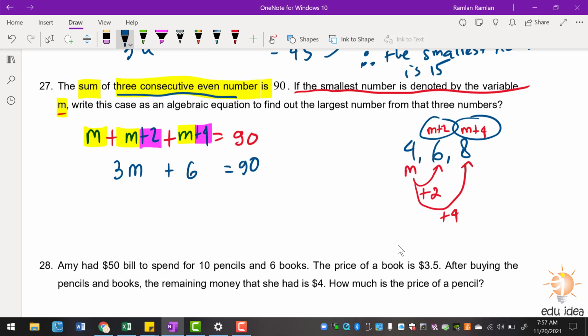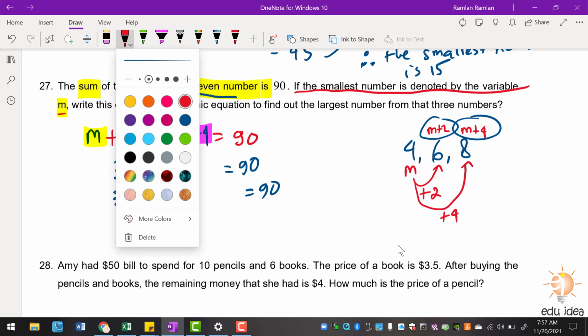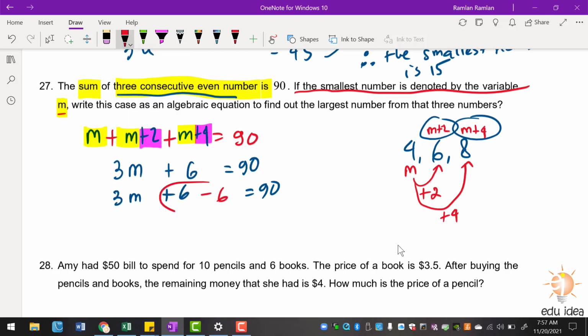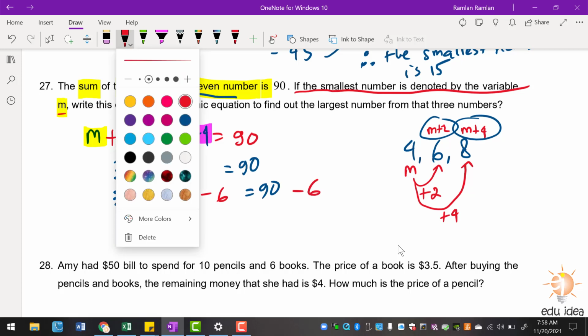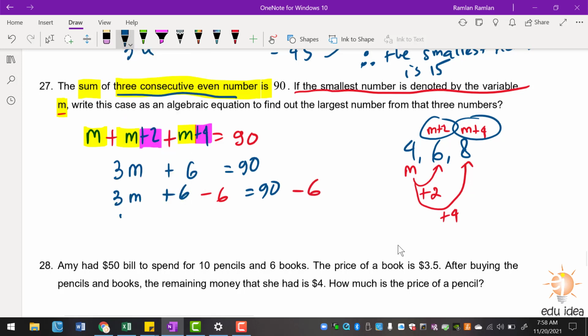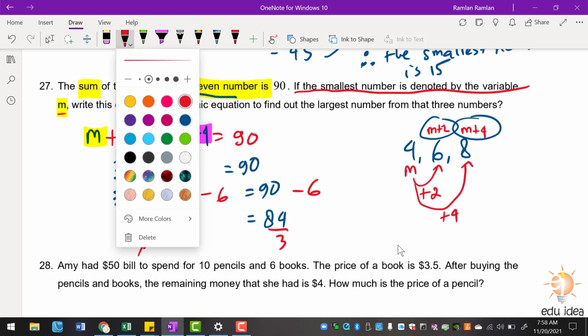Okay, so let's solve this. We have 3m plus 6 equals 90. So subtract both sides by 6, because we're going to get rid of this one here. Minus 6 also over here. So we get 3m on the left side of the equal sign, and we have 90 minus 6, which is 84. And the last step is just to divide both sides by 3, right? Divide this by 3, and this by 3. You can cancel the 3, and you get m alone on the left side of the equal sign.